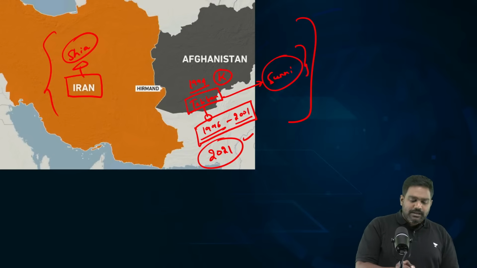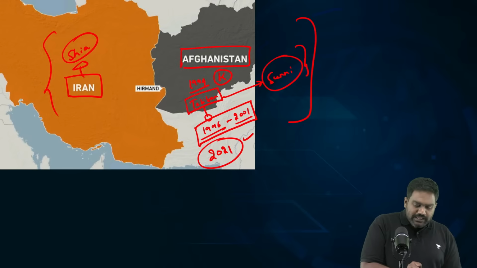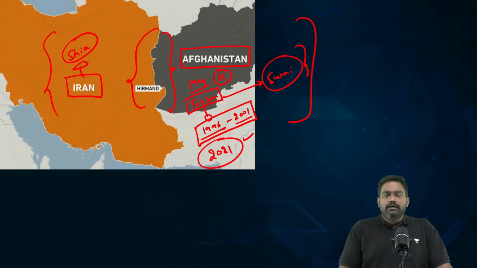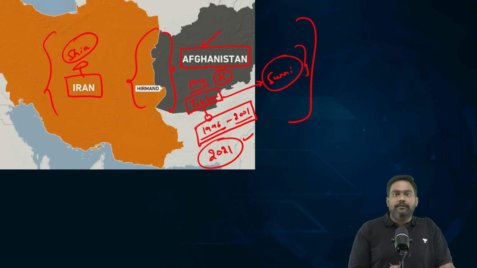Because please look at the map. Iran and Afghanistan share a very long border. Iran cannot afford a hostile neighbor.